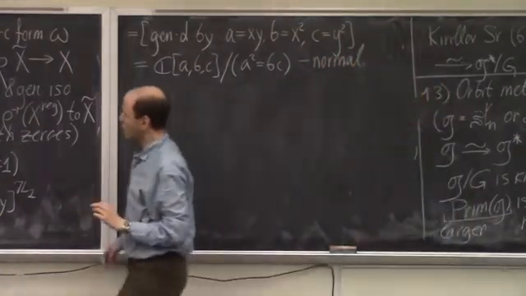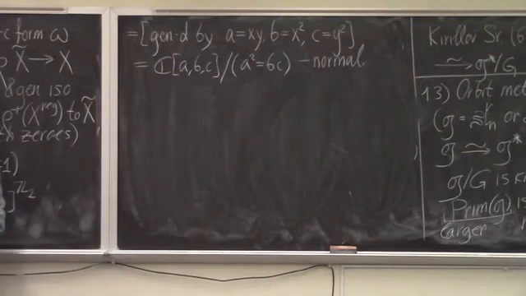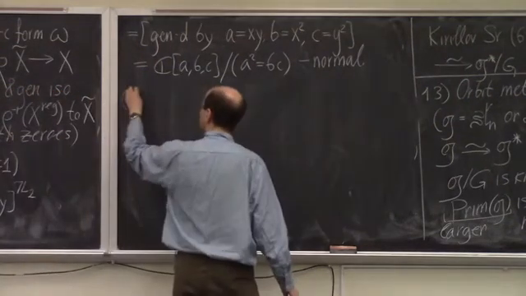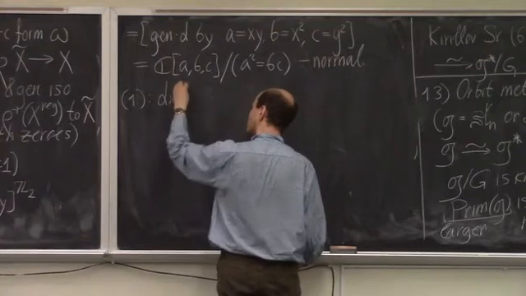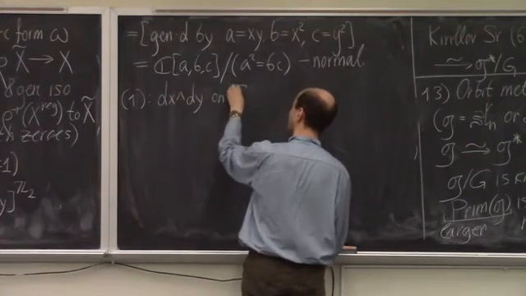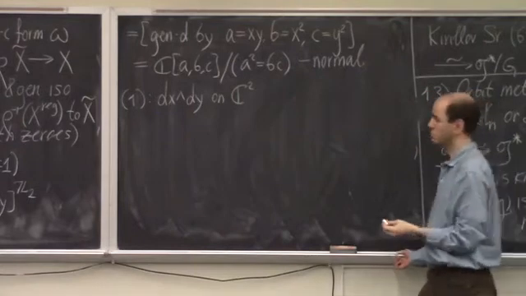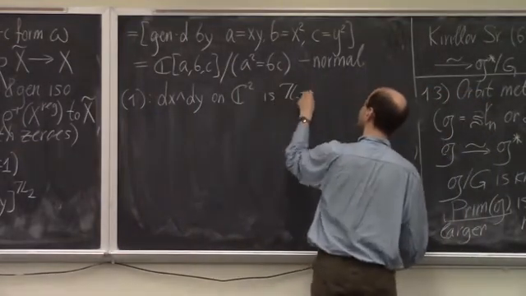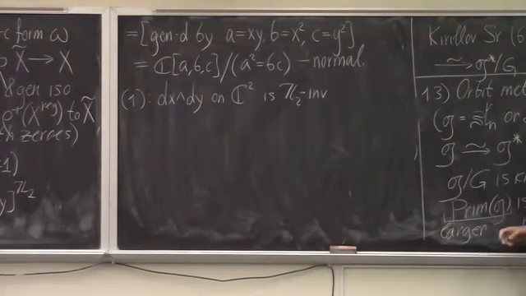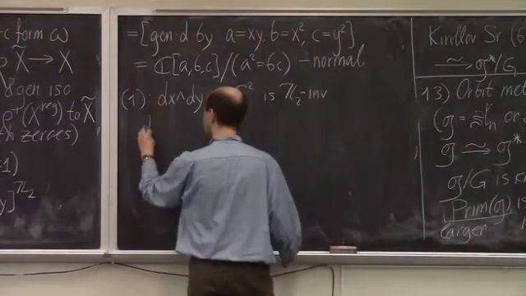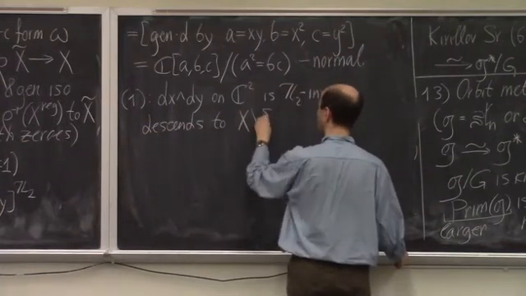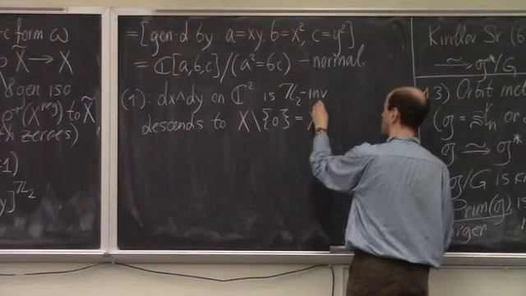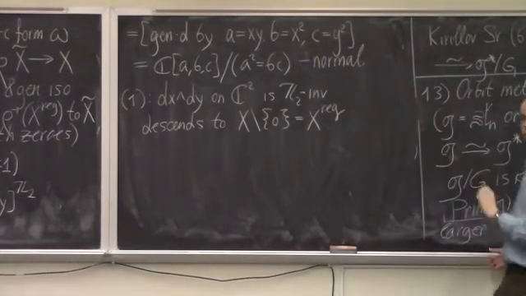And now let's check conditions 1 and 2. Okay? So condition 1, well, what can I do? I can take the form dx wedge dy on C2, and this form is invariant. Is Z2 invariant? Therefore, it descends to the quotient where the quotient map is unramified. So it descends to X without 0, which is precisely the set of regular points in X. So this does get a symplectic form.